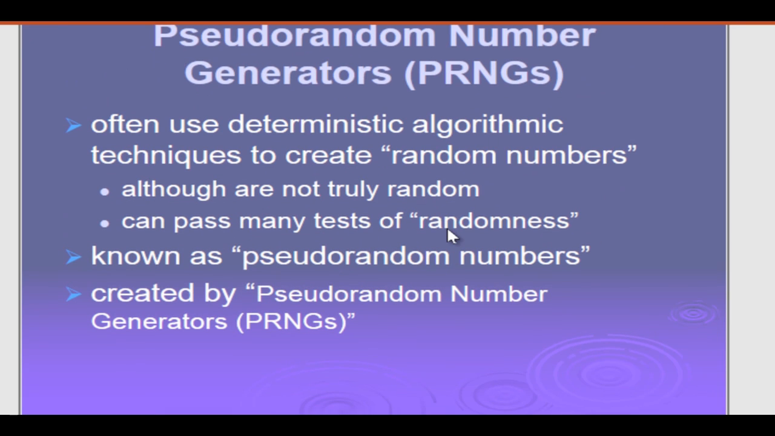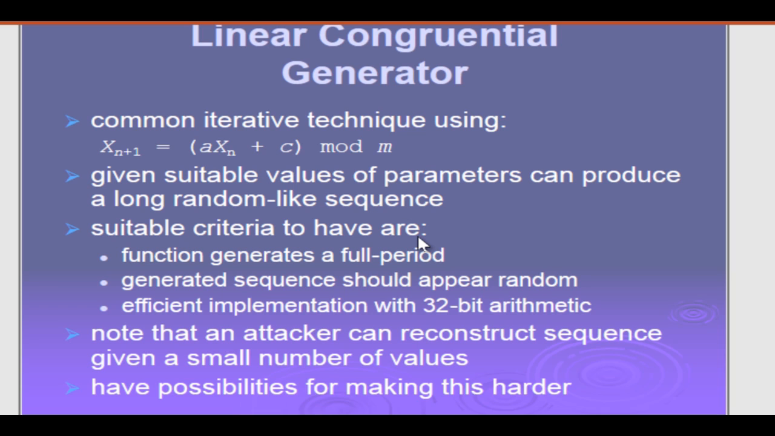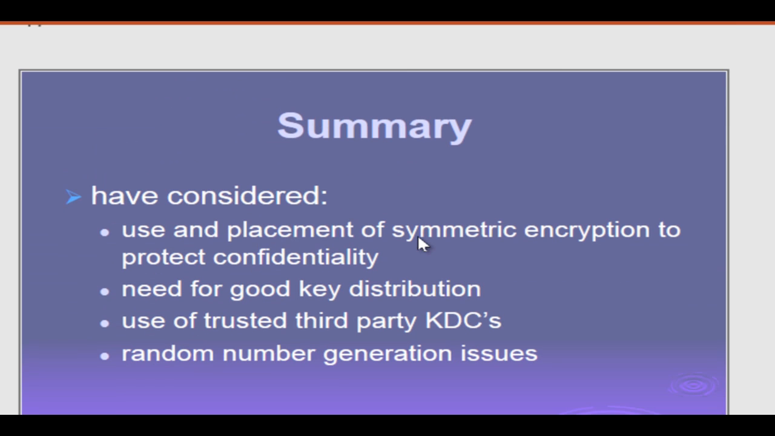So we discussed pseudo random number generators and linear congruential generators. Now let us see the summary. In this chapter we discussed the placement of symmetric encryption, where you have to place encryption. We have two approaches, link encryption and end-to-end encryption. We also discussed key distribution, how the symmetric keys or session keys are distributed using the KDC, and we discussed trusted third-party KDCs. Finally we discussed random number generators. With this, the 7th chapter is over. Thanks for watching this video.